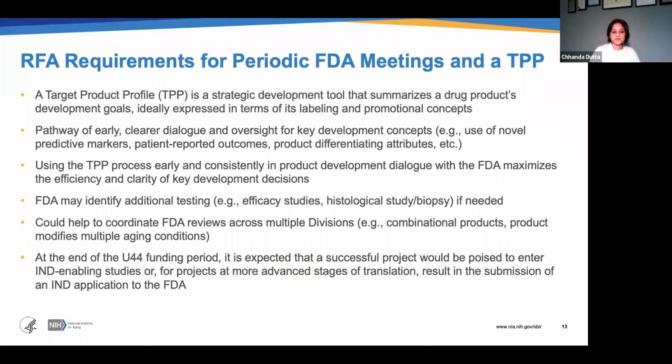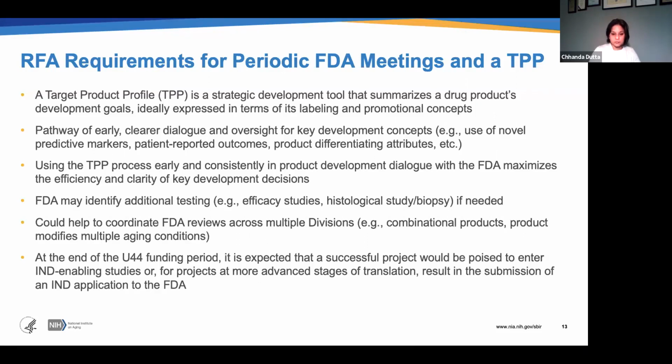So continuing on this theme about enhancing our interactions with the FDA about geroscience-based translation, one of the requirements of this RFA is frequent meetings with the FDA, periodic meetings, and in fact, at least a meeting before you submit your application, because we require you to submit a target product profile as part of your application, your research strategy plan for the U44 application.